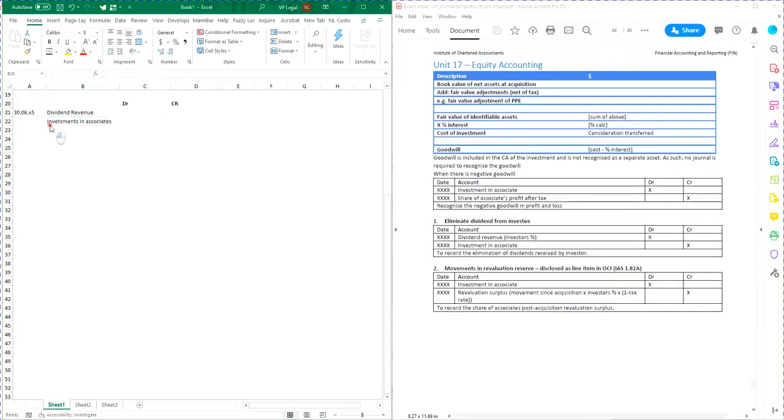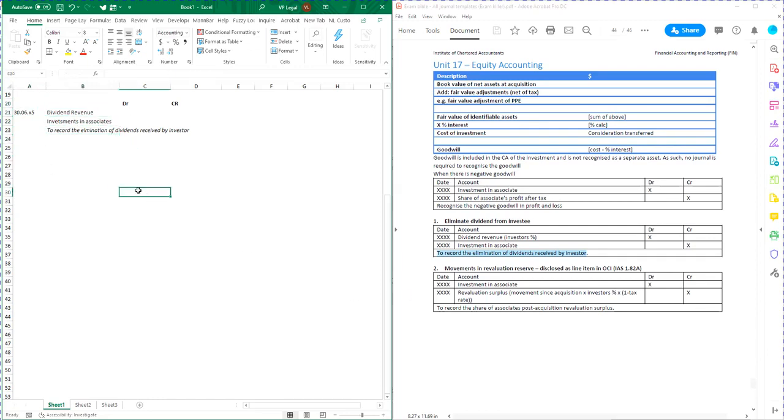What also helps is adding a description of what the journal does if you have time in your exam. So we're just going to write at the bottom of it: to record the elimination of dividends received by investor. This will help the marker understand what you're trying to do with your journals if there's any uncertainty.